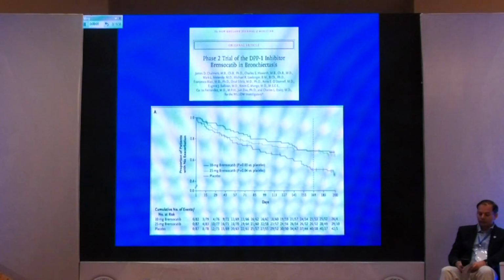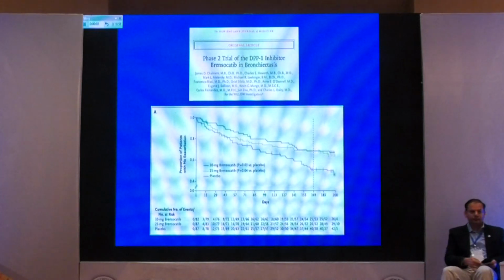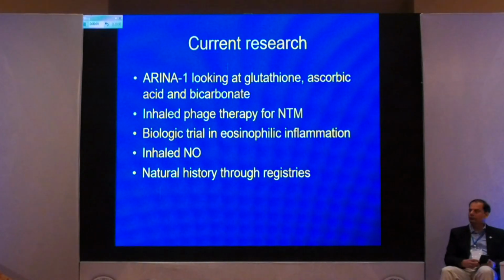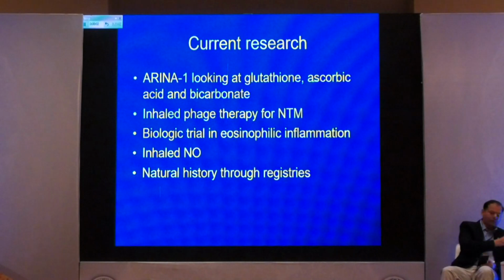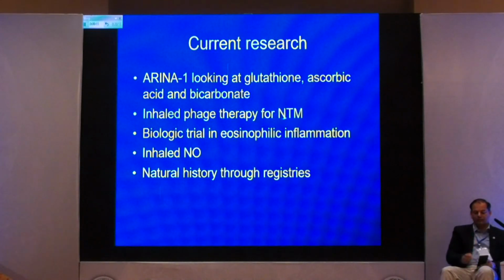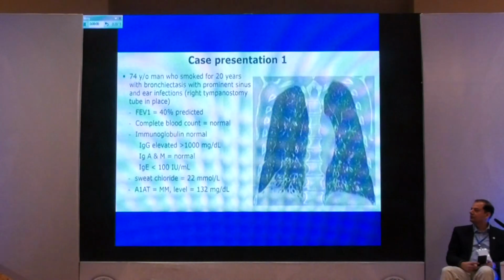Again, brensocatib has a huge impact, one of the newer oral therapies for the neutrophil. And this is the vitamin C, inhaled phage, inhaled nitric oxide, and development of a registry. Nitric oxide is to kill Pseudomonas. Phage is also attacking Pseudomonas, and then looking for the biologic and the inhaled vitamin C with that. I don't have time for these cases.